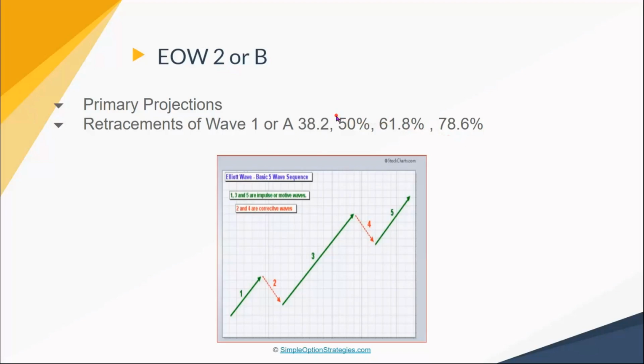However, and this is on your cheat sheet, 50 to 61.8 is a typical retracement, and that's more often than not what it is. Now, remember, it can be deeper, but it cannot be any deeper than the beginning of wave 1. That's an important thing to know. So they can be a complex correction, but more often than not, they're an ABC.